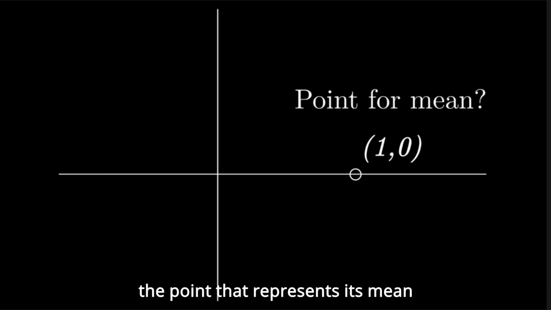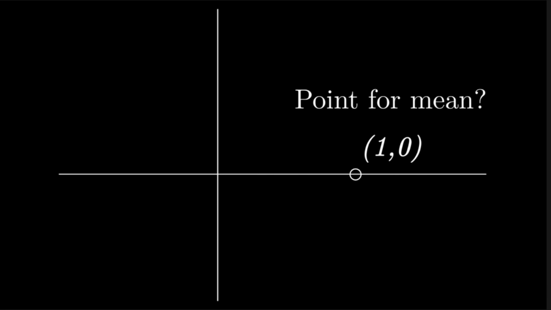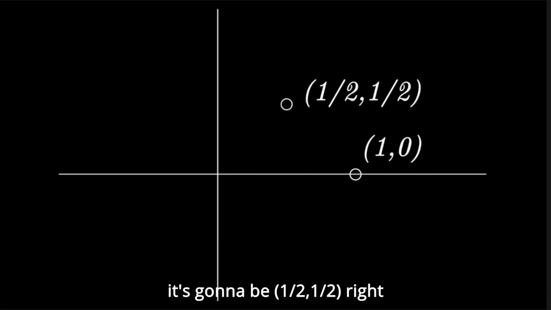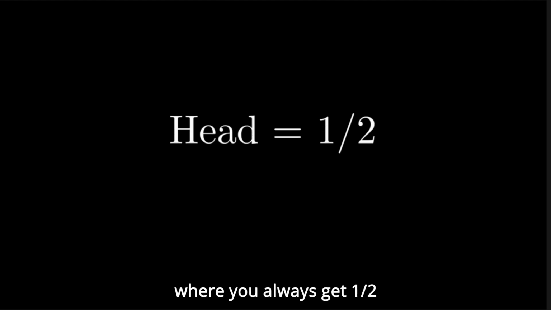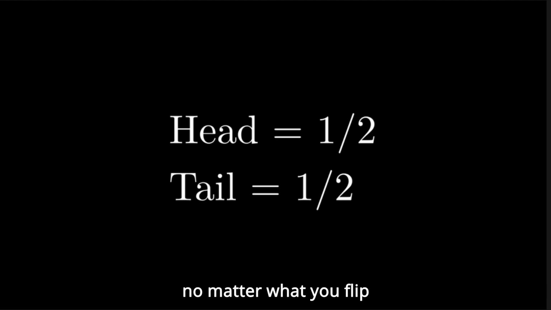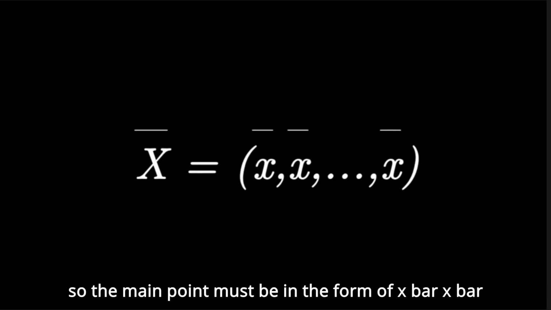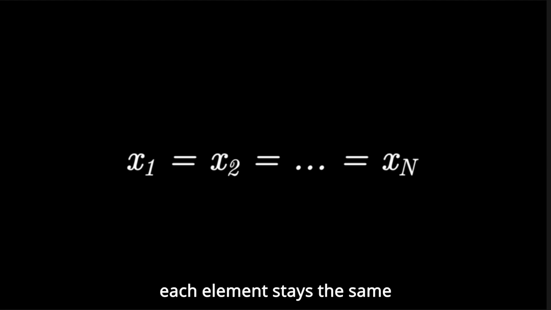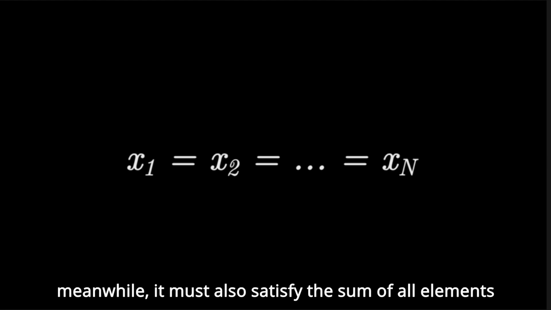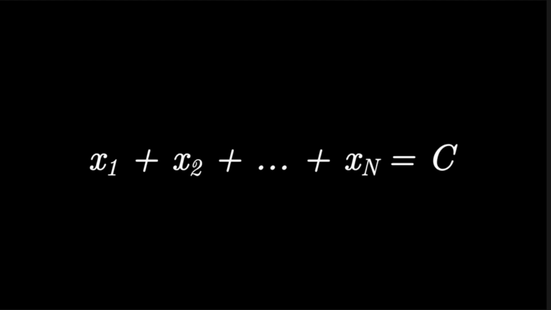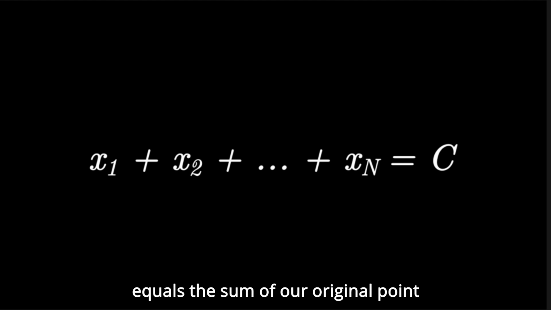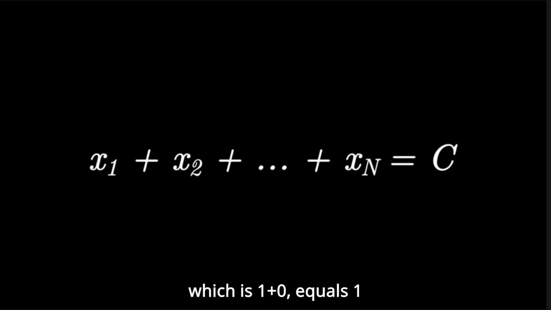The point that represents its mean. It's gotta be (1/2, 1/2), right? It means another coin flip where you always get 1/2 no matter what you flip. So the mean point must be in the form of (x bar, x bar). Each element stays the same. Meanwhile, it must also satisfy that the sum of all elements equals the sum of our original coin flip point, which is 1 plus 0 equals 1.